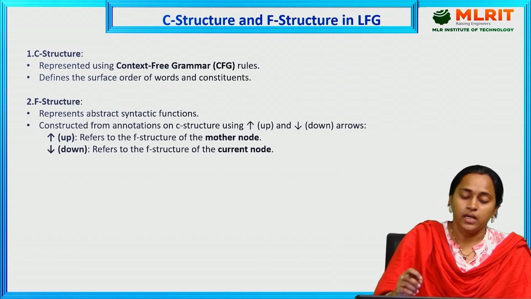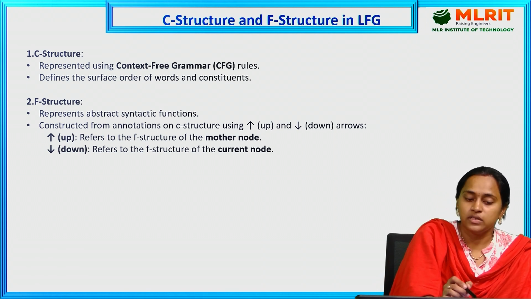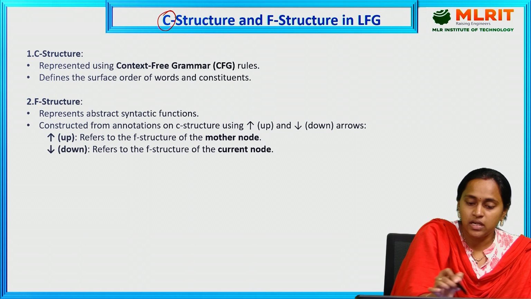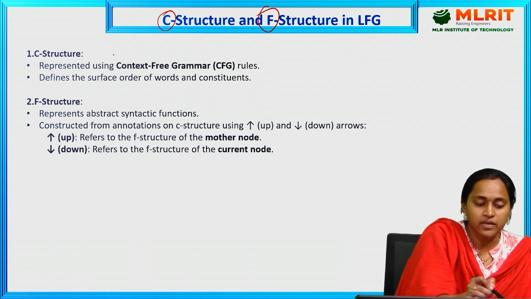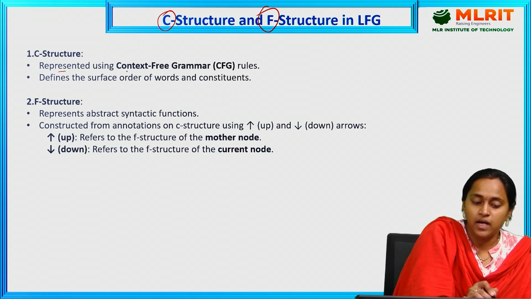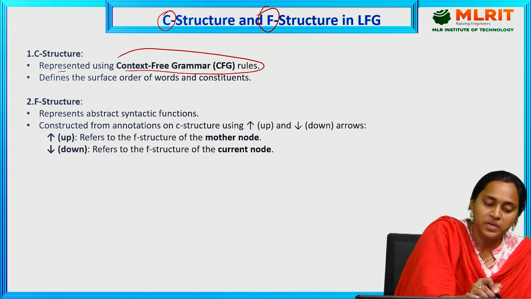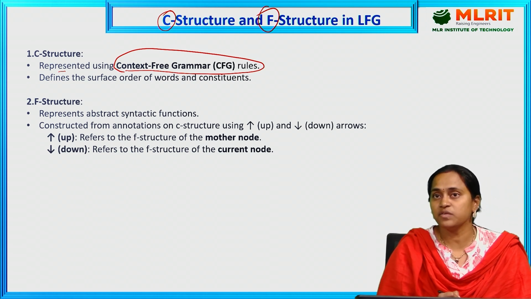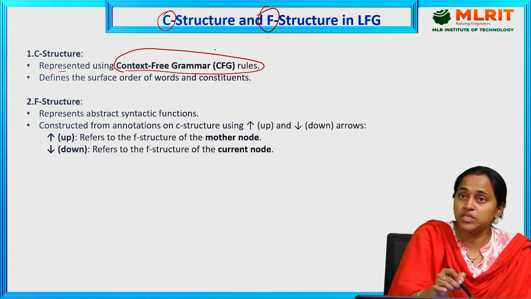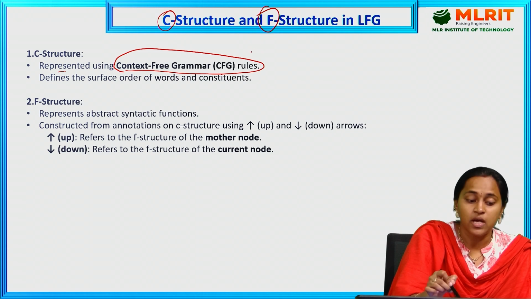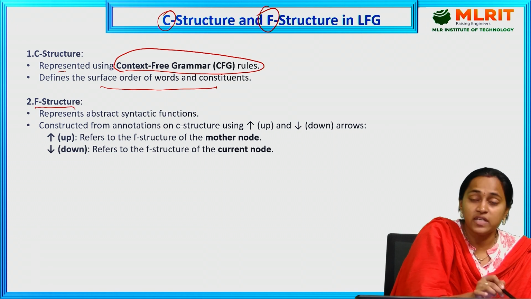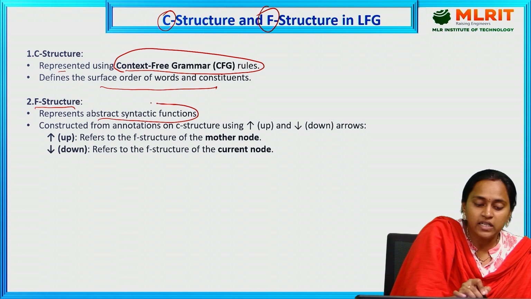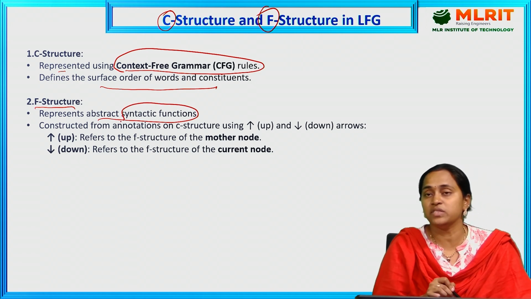In LFG there are two types of structure: C structure and F structure, constituent structure and functional structure. The C structure represents the context-free grammar. We already discussed in previous sessions the meaning of context-free grammar, right? So in C structure we follow the context-free grammar rules, depending on the surface order of the words and constituents. Next, what is the F structure? That means functional structure. It represents the syntactic function.